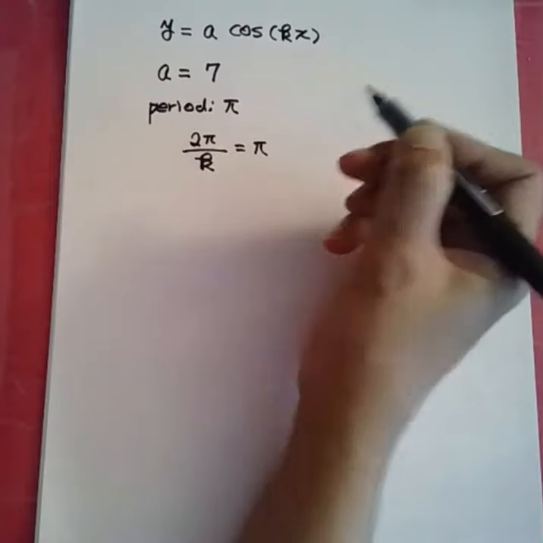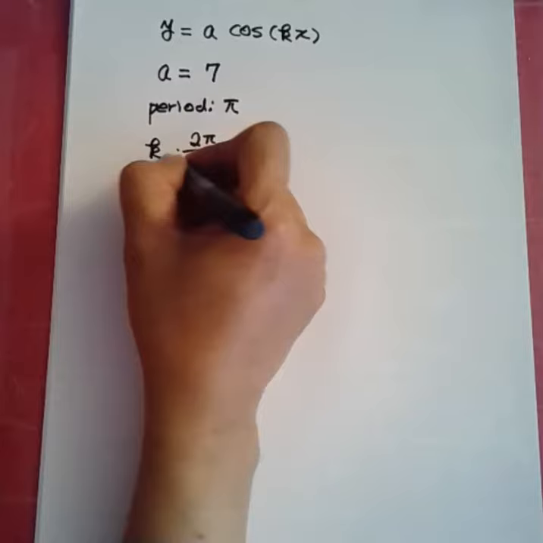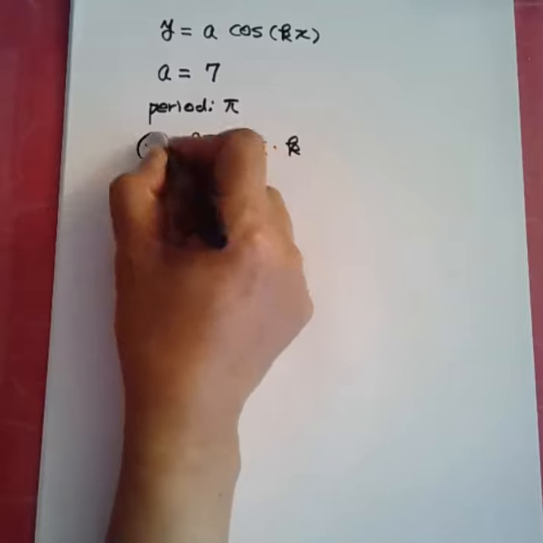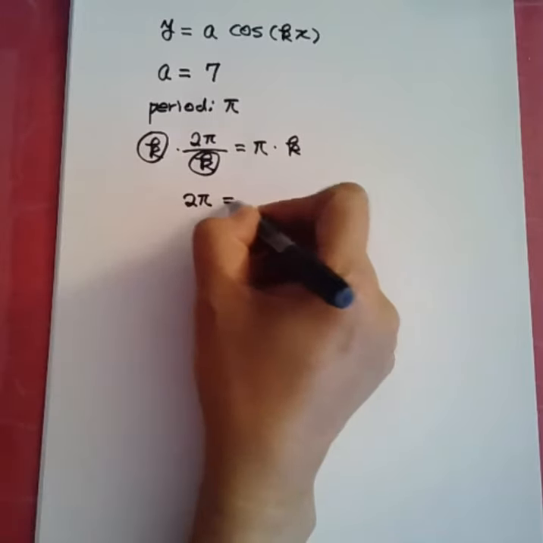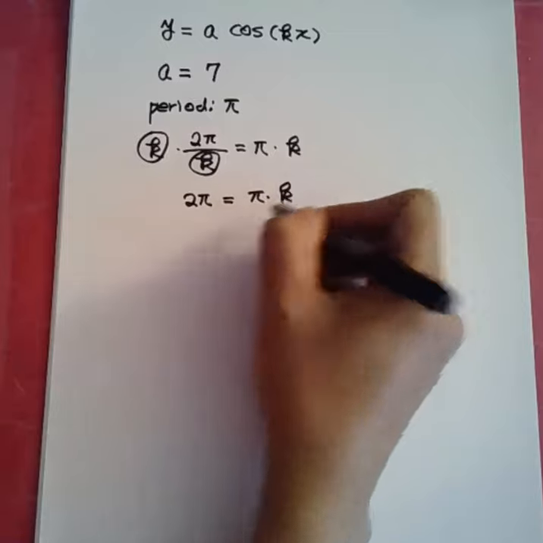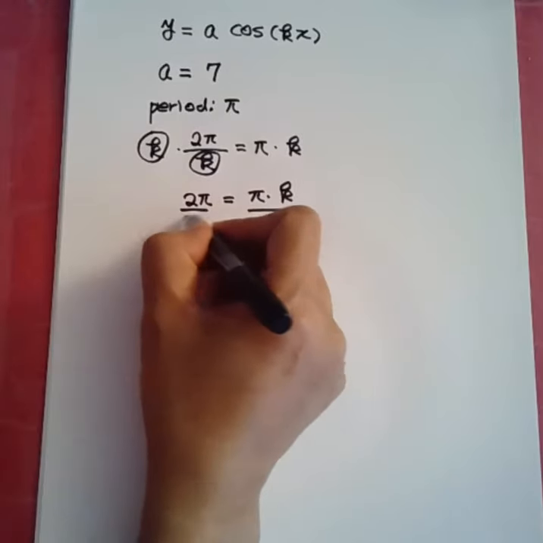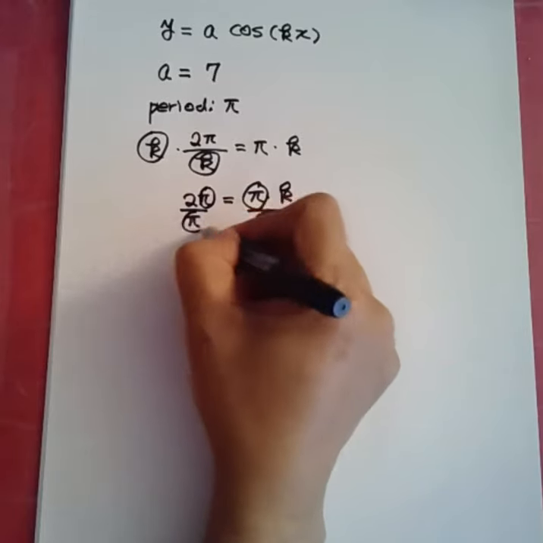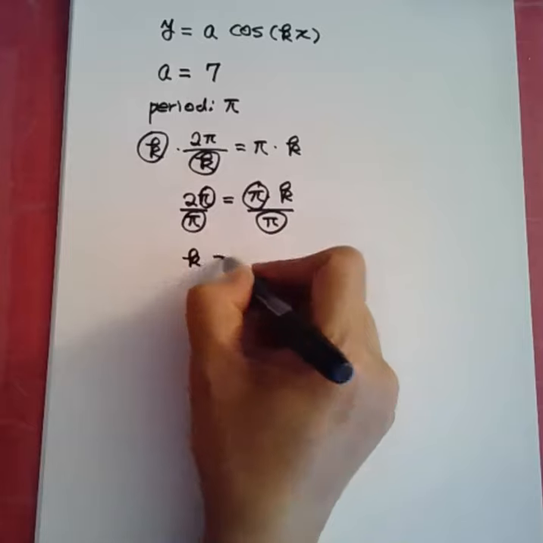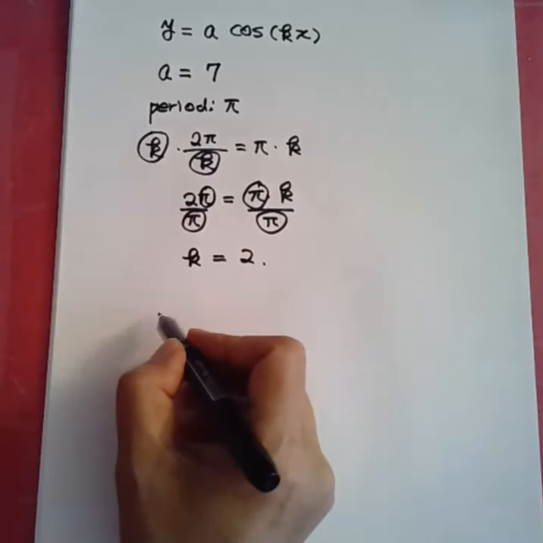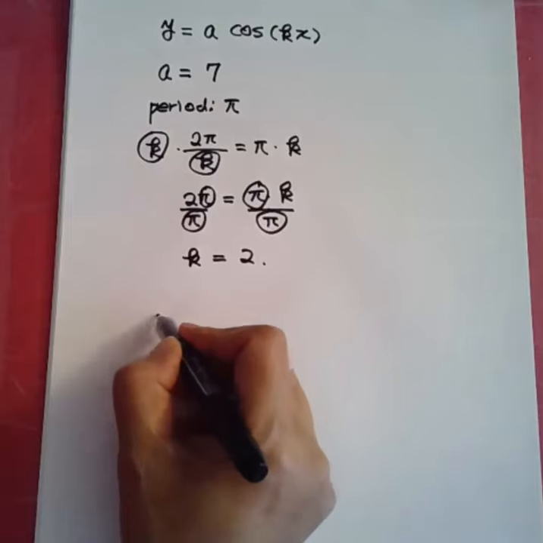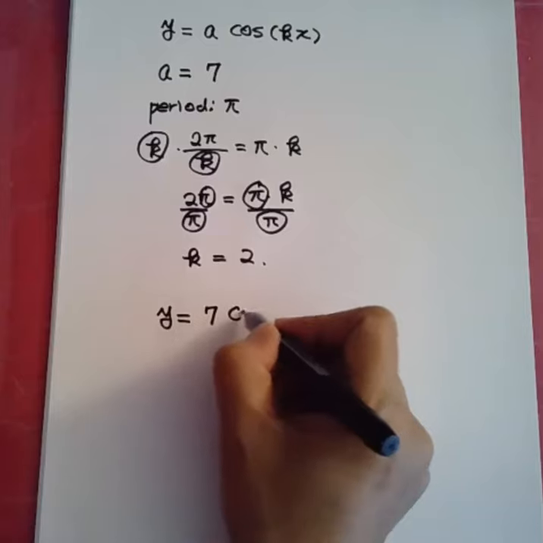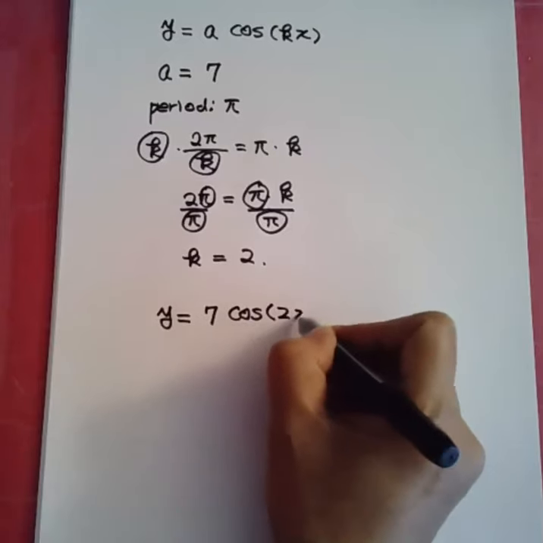That equals pi. We multiply by k on both sides, then these two will cancel each other, and 2 pi equals pi times k. And then we divide by pi on both sides, and these two will cancel each other, and also these two will cancel each other. So k becomes 2. We combine that information to conclude the problem. A equals 7, and cosine of k is 2 times x.